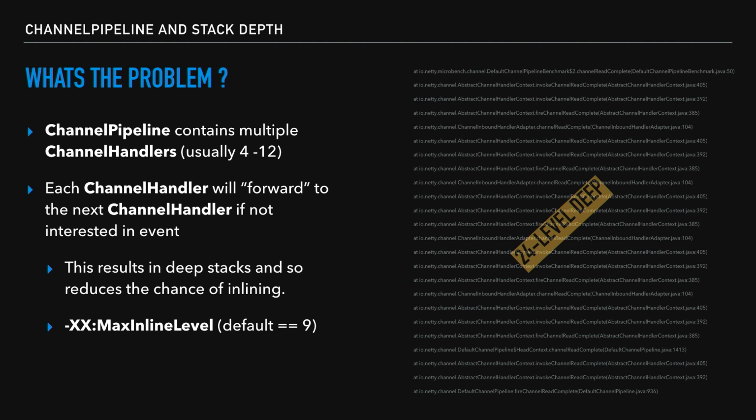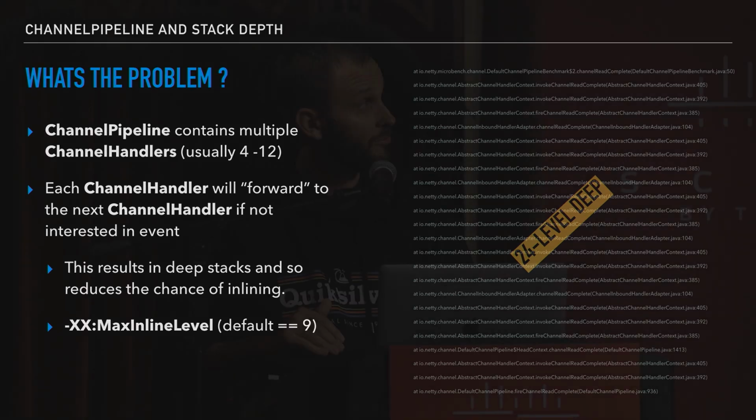The problem here is that usually in real applications, you have like 4 to 12 of these handlers. Maybe you have even more. If you're super happy, you have less. And this means that because each channel handler basically passes the event to the next one in the pipeline until you have a terminating one, you build up large chains. As you see on the right side, it's probably too small to read, which is a bad sign.